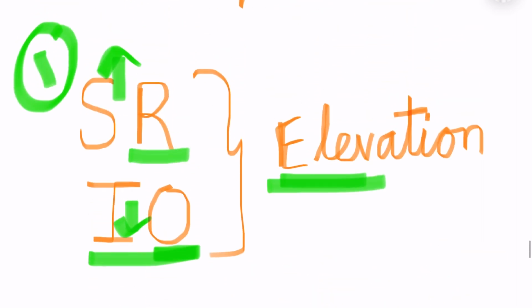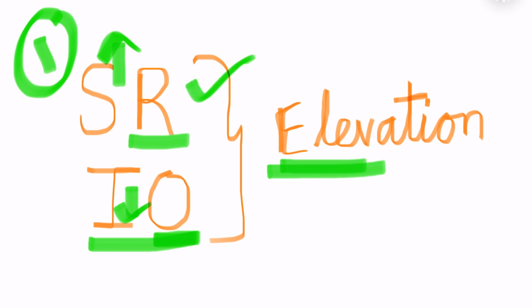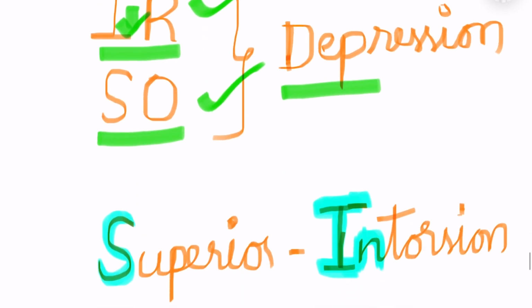That is, from rule number 1, we come to know that the muscles superior rectus and inferior oblique help in the elevation of the eyeball, whereas inferior rectus and superior oblique muscles help in the depression of the eyeball. This is rule number 1.